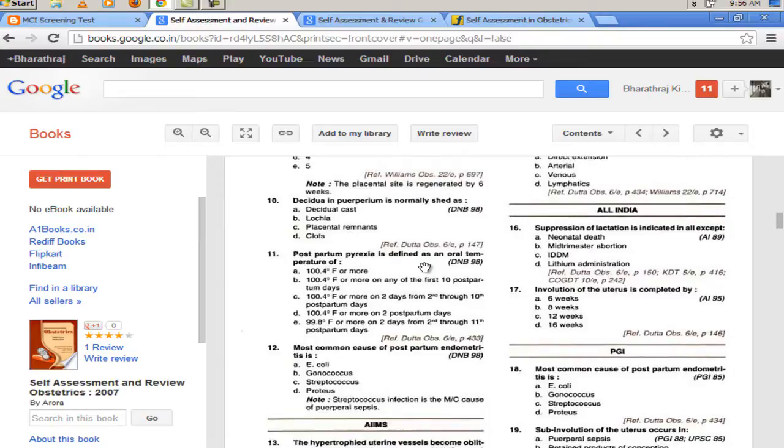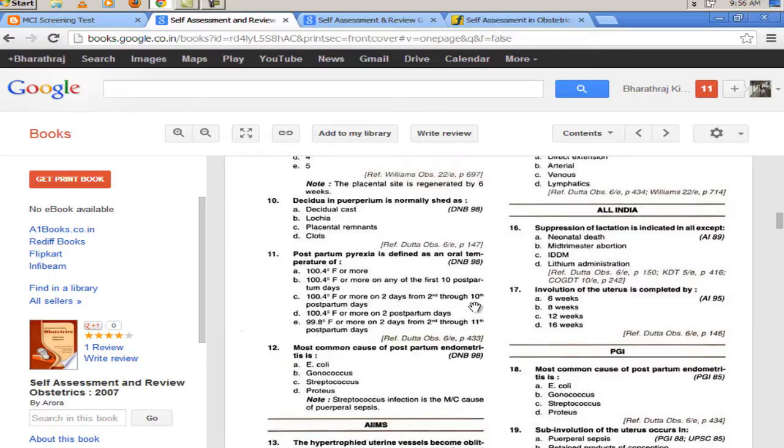Postpartum pyrexia is defined as an oral temperature of, and here the correct answer is going to be 100.4 degrees Fahrenheit. See, it's 100.4 degrees Fahrenheit, not 38.4 degrees. And if you convert it to Celsius scale, it's 38 degrees. That's it. And it's on two or more days from the second day onwards till 10th postpartum day.